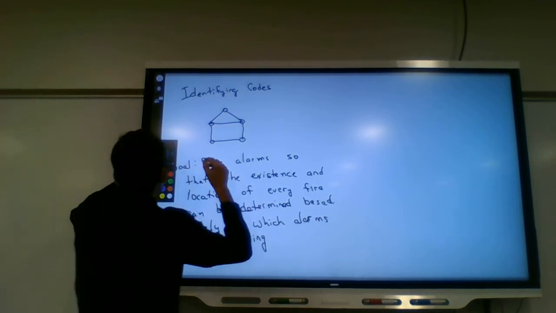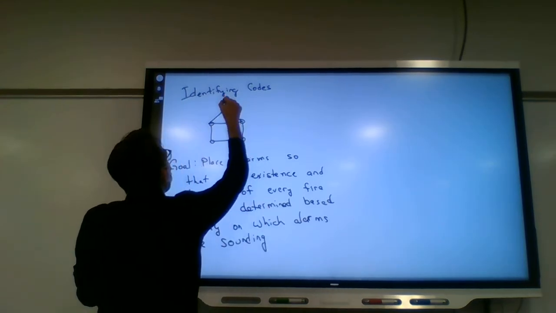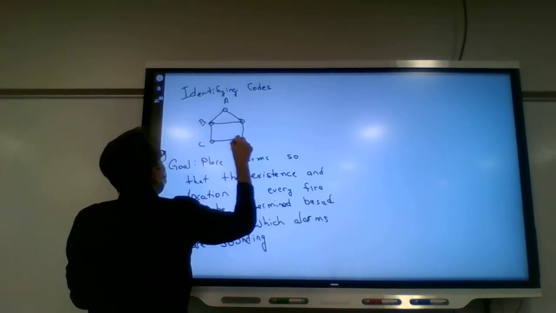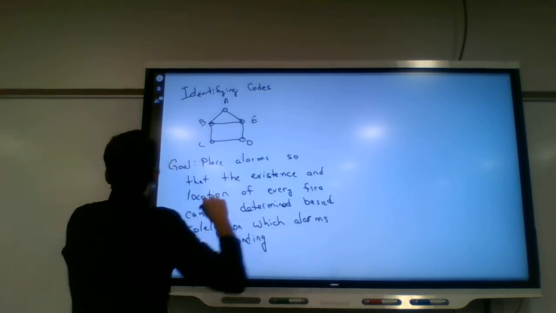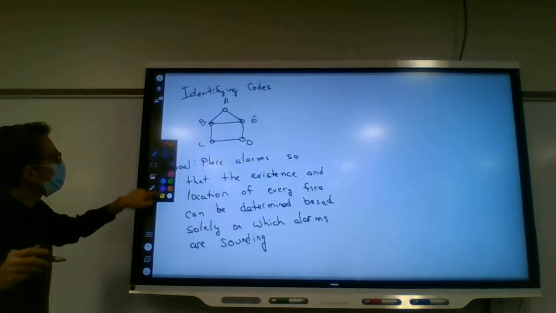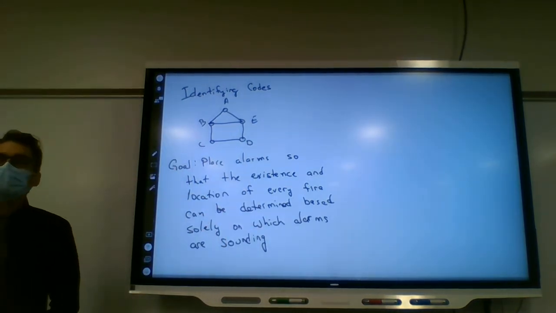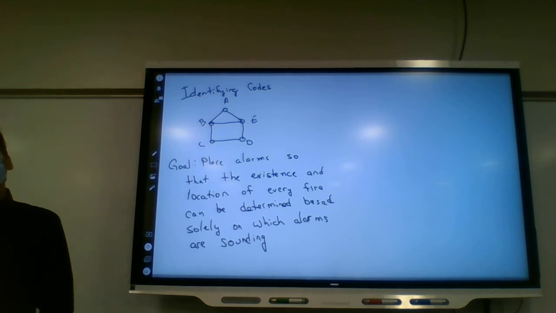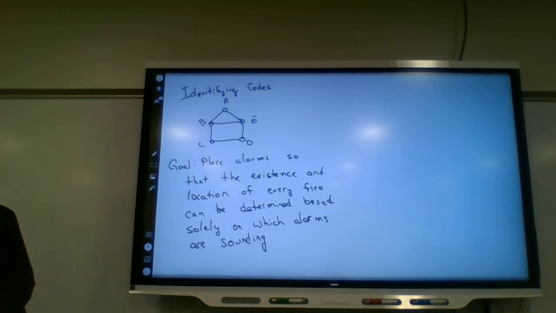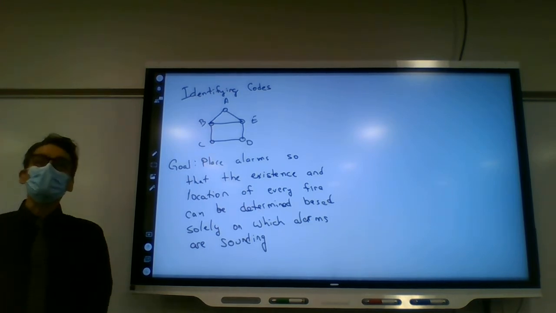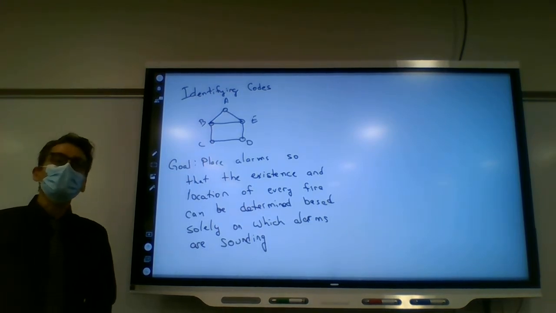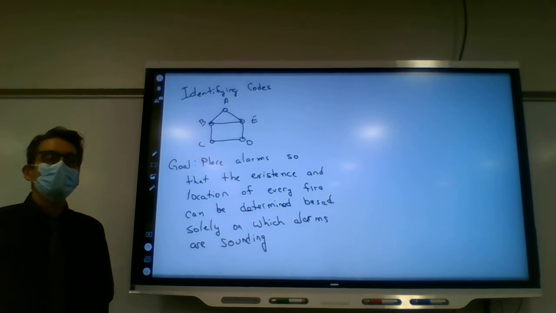All right, so let's see where we can put alarms in this graph, where again we're selecting vertices for the set, to see not only that there is a fire, but where the fire is. So where do you want to put some alarms?